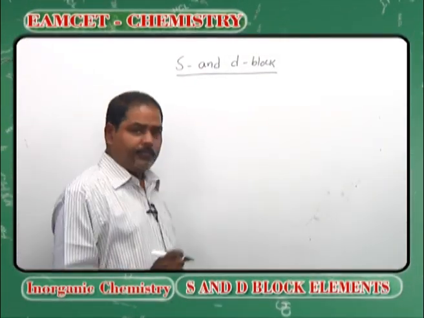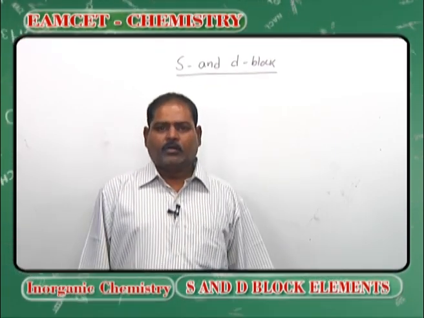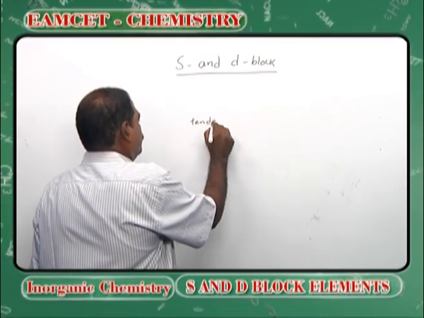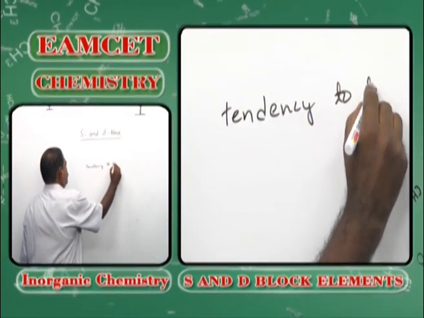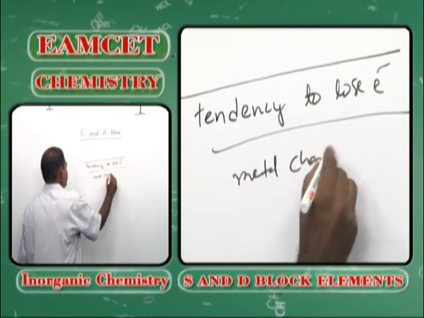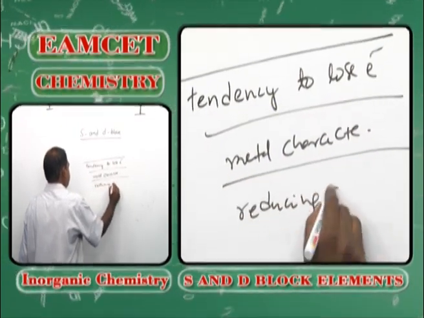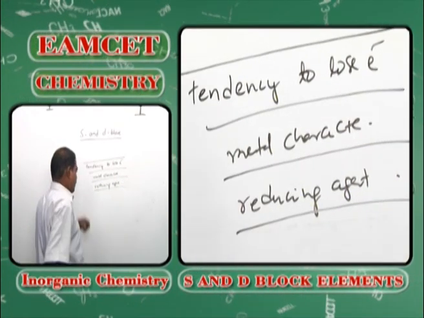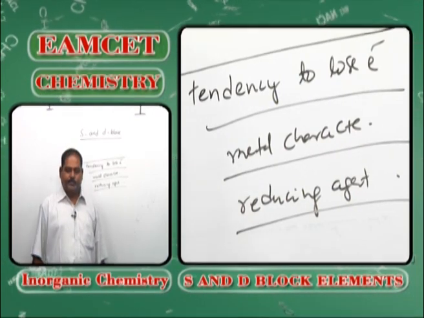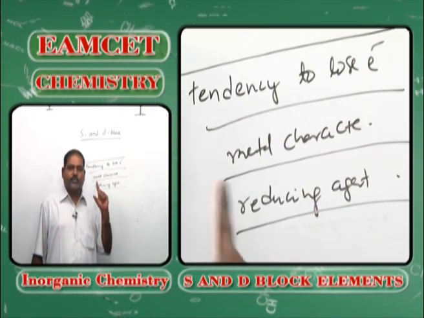And one very important property of metals: what is a metal after all? Electropositive, having a tendency to lose electrons. Tendency to lose electrons is metallic character. And when a substance loses electrons, it is said to be a reducing agent. So, alkali metals are very good reducing agents, and among them, lithium is the best reducing agent.